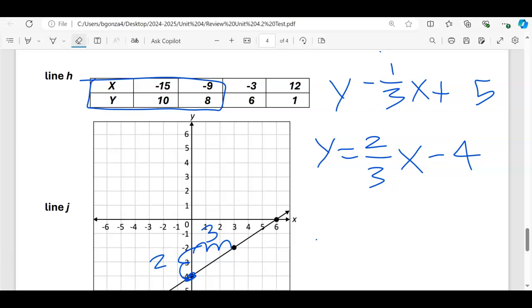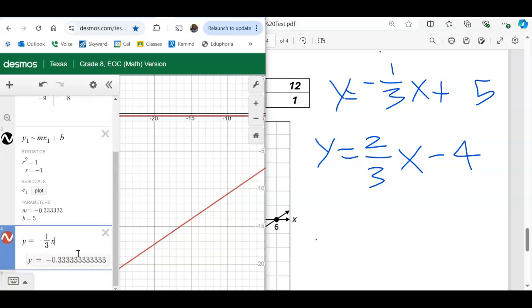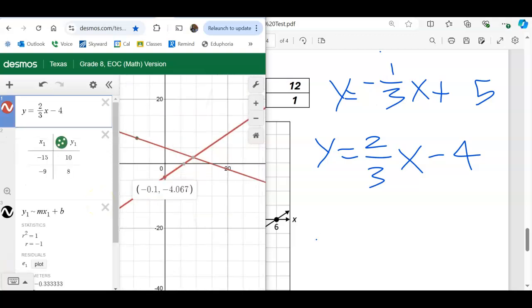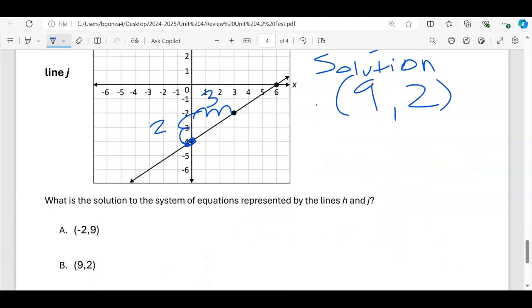All right, so it's supposed to be negative 1/3 x plus 5. So if I graph that one, now I can see where they cross. And they cross right there at 9, comma 2. That's the solution. And that solution is going to be letter B.